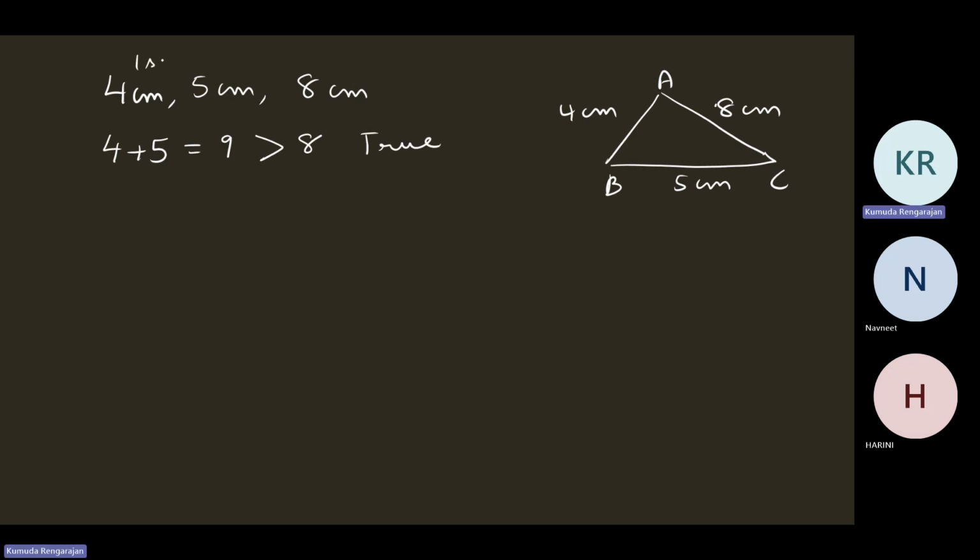See, this is the first side, second, you can take it in any order. Not that you should take 4 only as the first side. You can mark the first, second, and third sides in any order. So supposing we take 4 centimeters as the first side, 5 is the second side, and 8 as the third side. Now the first side plus the second side, 4 plus 5, it's 9. And is 9 greater than the third side 8? Yes, the sum 9 is greater than the third side 8.